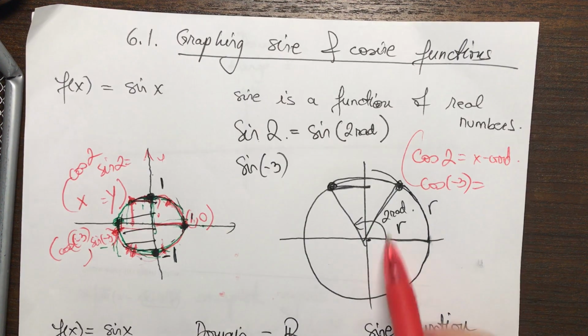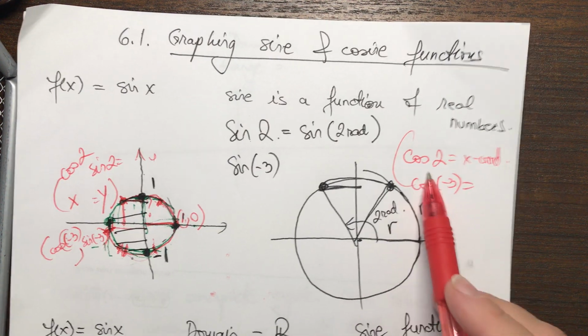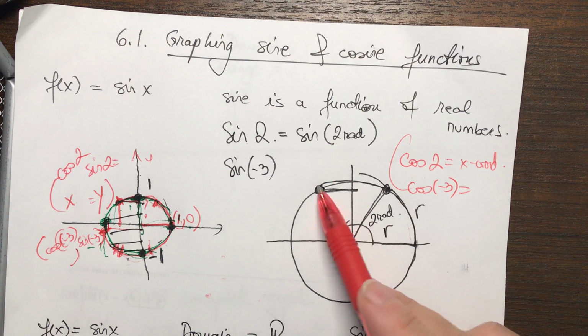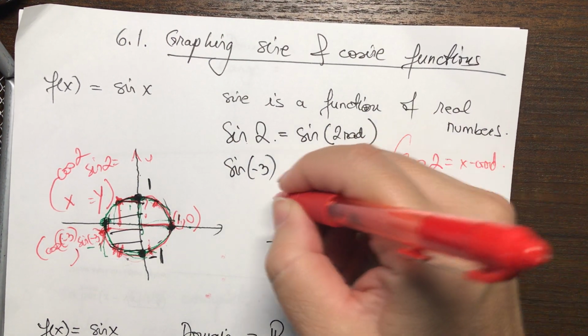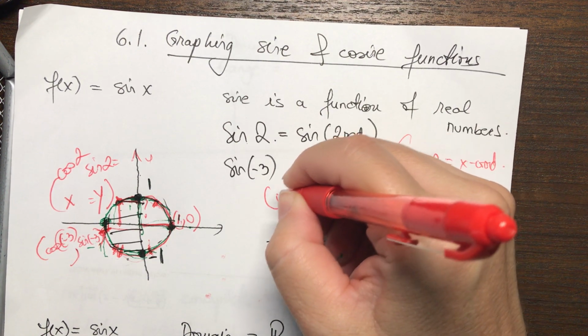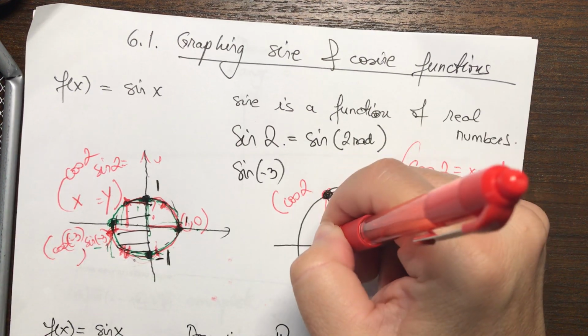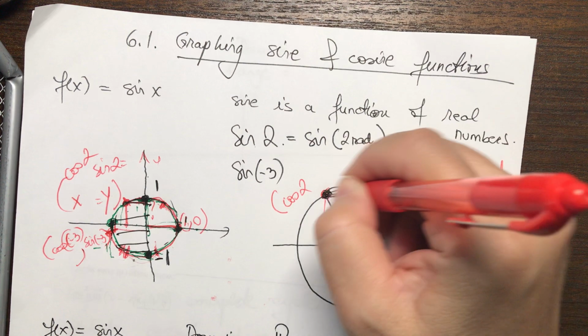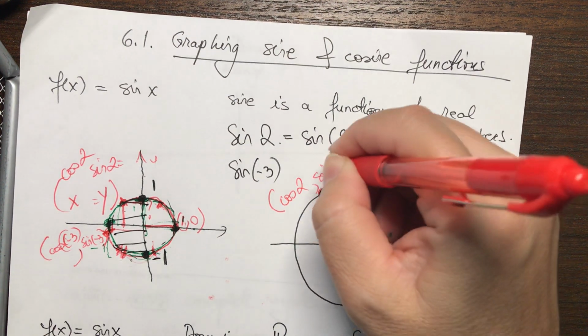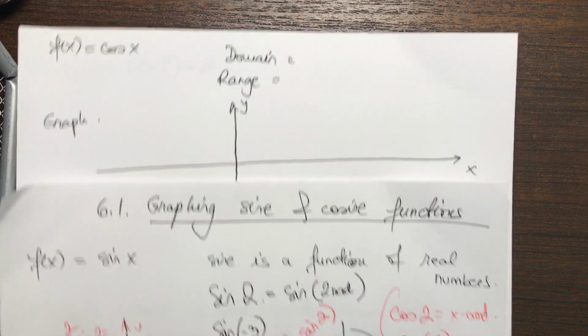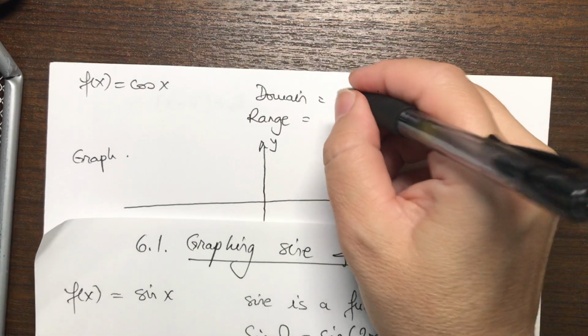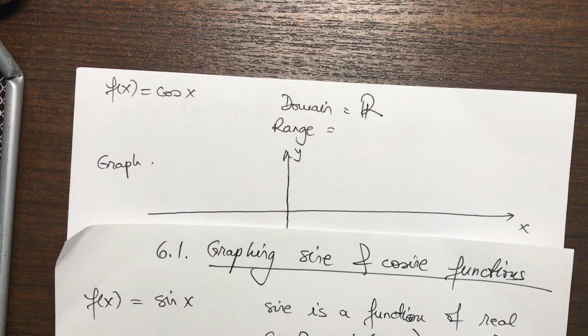Okay, so it's the same thing here. To find cosine of 2, it's the same thing as finding the cosine of 2 radians. So you landed at this point right here. Again, the x-coordinate of it is cosine of 2. The y-coordinate of it is sine of 2, right? Radians, or just simply the real number 2. Okay, so the same way, the domain: put in any real number inside your cosine function.